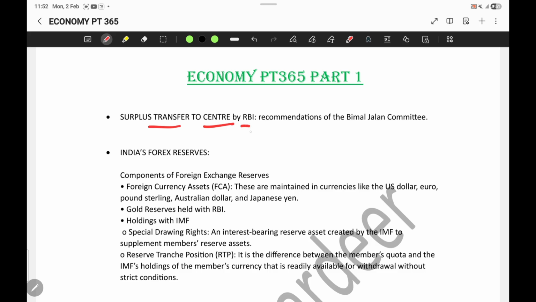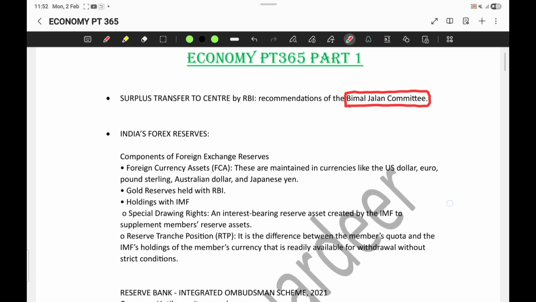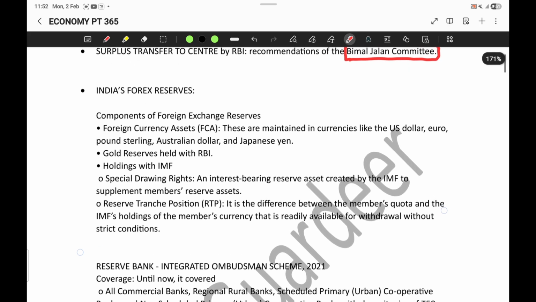So what percent has to be transferred? That was the question, or the flash point, between the government and the RBI. So the government formed the Bimal Jalan committee. Committee names are very important. The Bimal Jalan committee was formed to recommend what percentage of surplus has to be transferred by the RBI to the government to manage the economic needs. Fine.